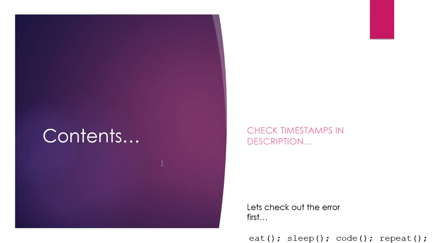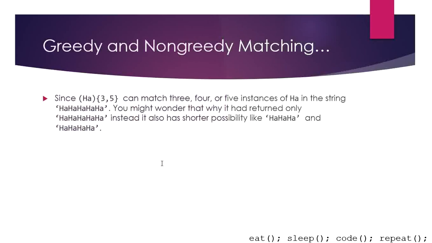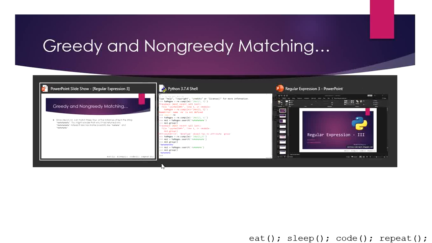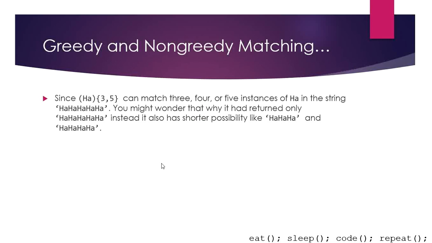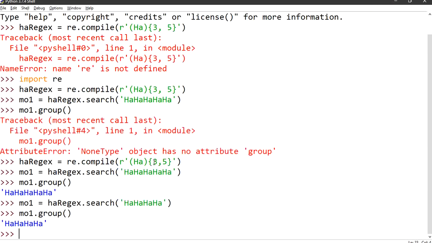So we have discussed the error which we got. If anyone had it, very good, claps. But let's move forward. Now here we're going to talk about greedy and non-greedy matching. In this program, 3, 5 is going to match 3, 4 and 5. It can be printed 3 times, 4 times or 5 times.